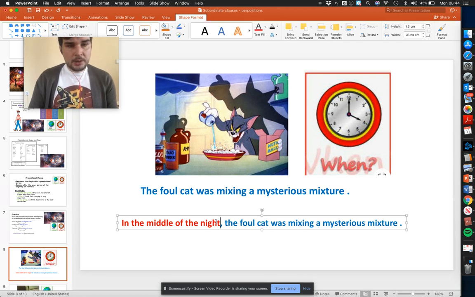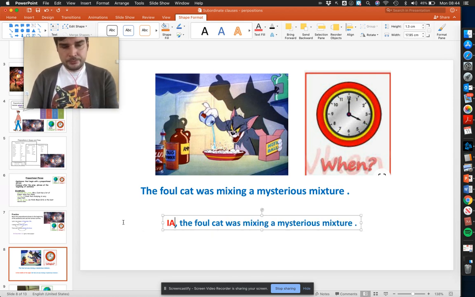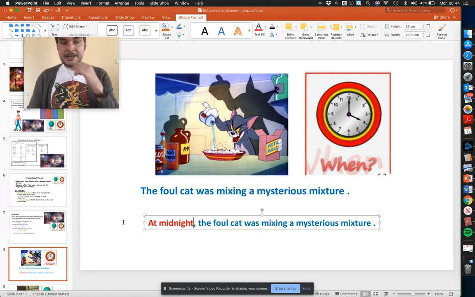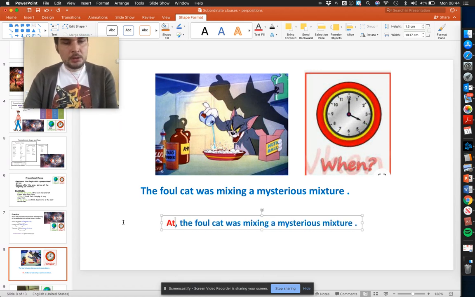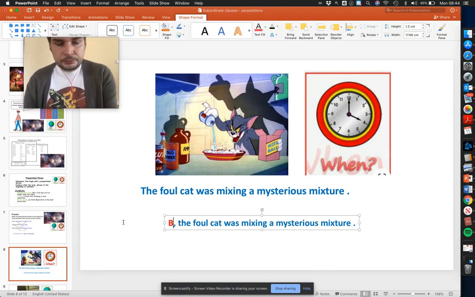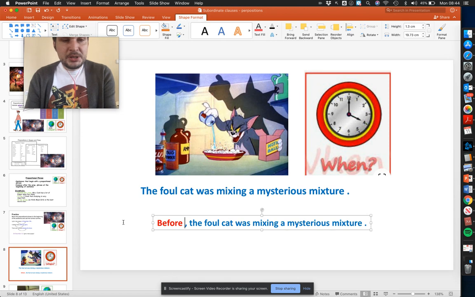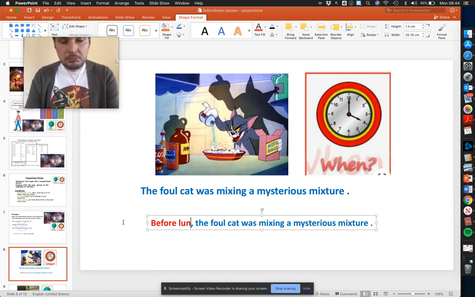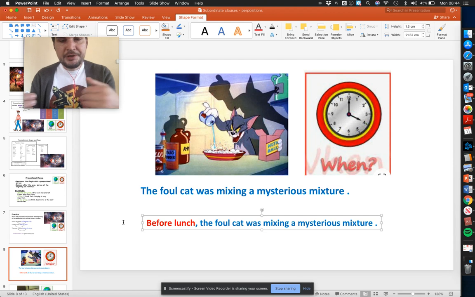You see that comma, space. At midnight, the foul cat was mixing a mysterious mixture. So I used a picture, but obviously, within the realms of reason, it can be silly. Before lunch, the foul cat was mixing a mysterious mixture.